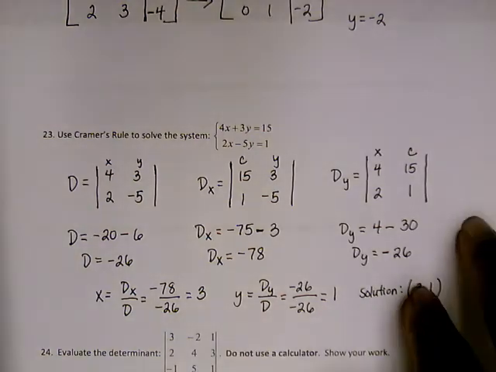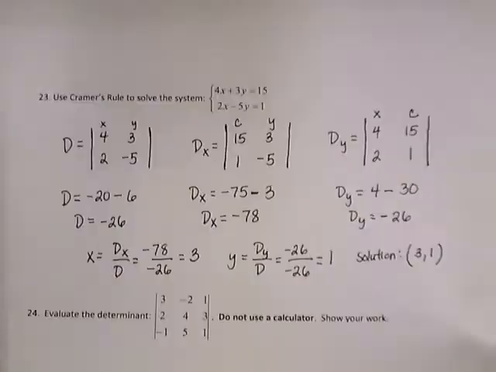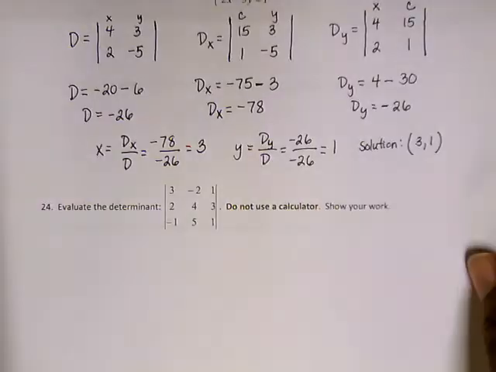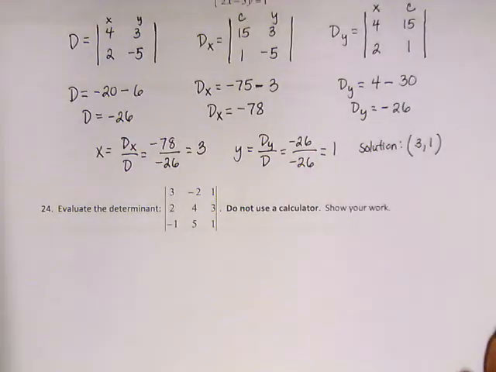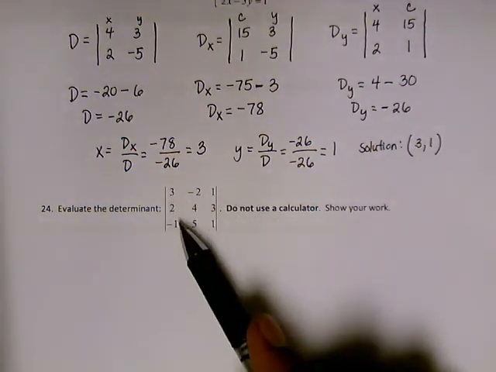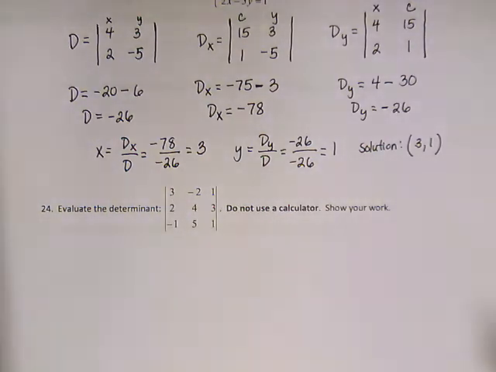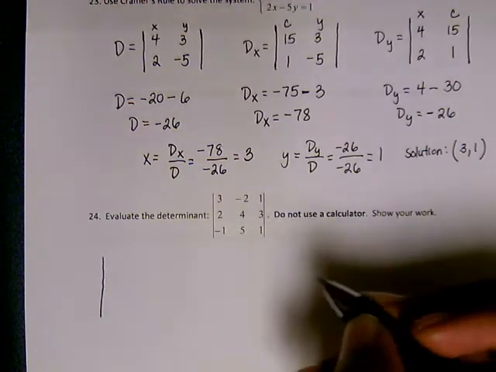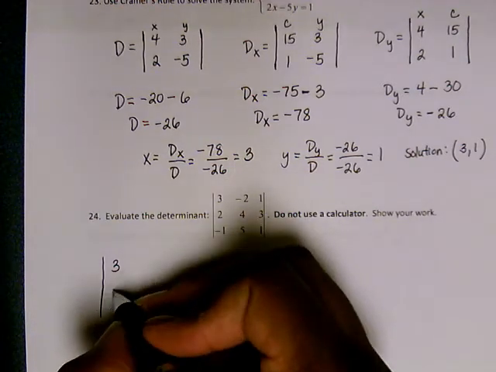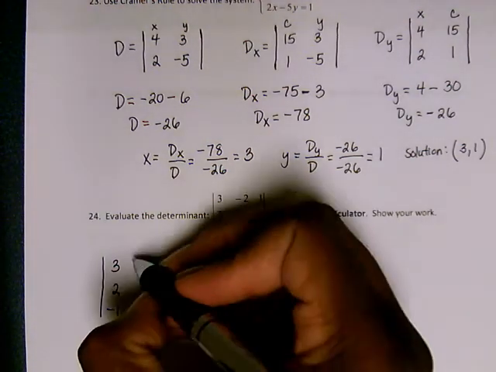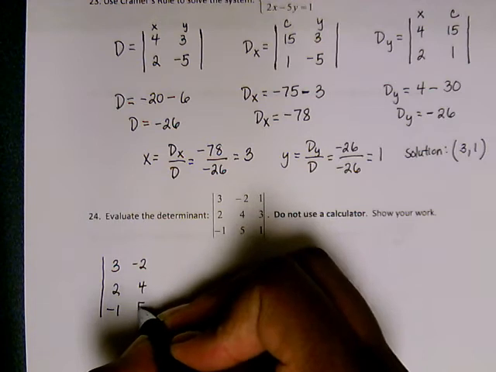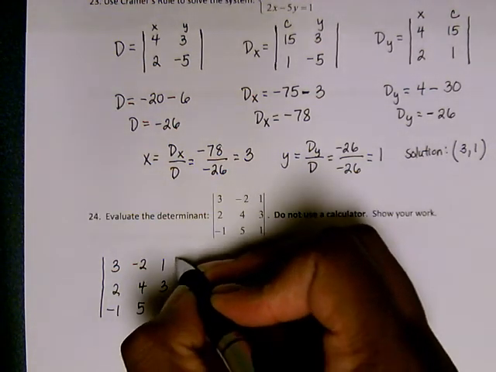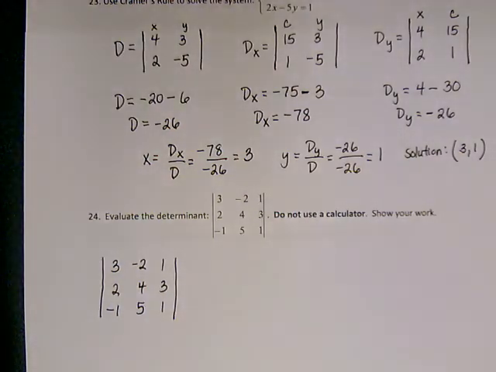Alright, problem number 24 is finding a determinant of a 3 by 3 matrix. But here you have to use the method that was shown to you in class. So here we got 3, negative 2, 1, 2, 4, 3, negative 1, 5, 1. So here I'm going to go ahead and rewrite that matrix here. I'm writing this in column form, column by column.